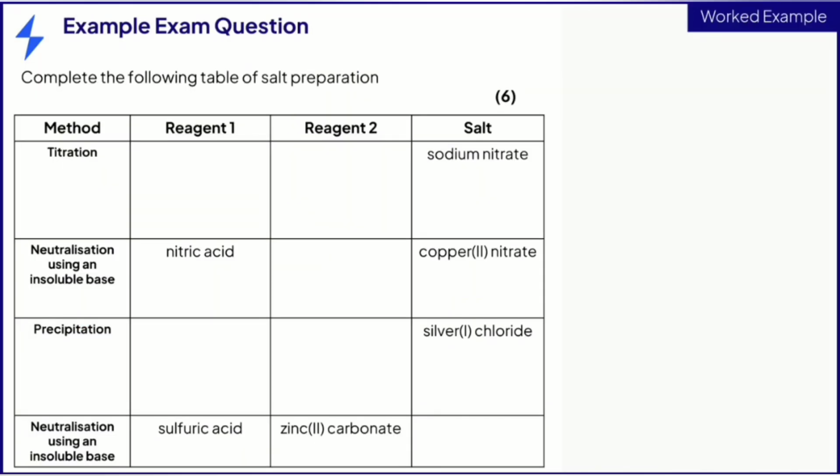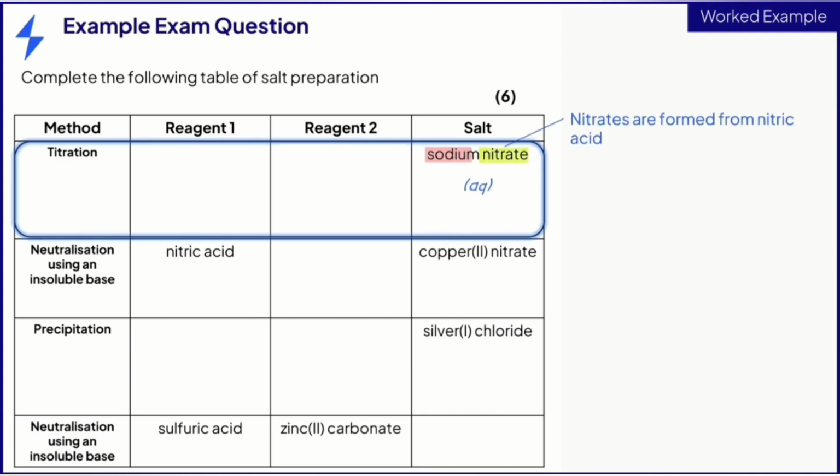Let's have a look at an example exam question. You have been asked to either name the suitable reagents or the salt formed in the following reactions. Each correct answer scores 1 mark. Sodium nitrate is a soluble salt, as all nitrates are soluble. Nitrates are formed from nitric acid, and in order to form sodium nitrate, a base containing sodium must be used in the reaction.